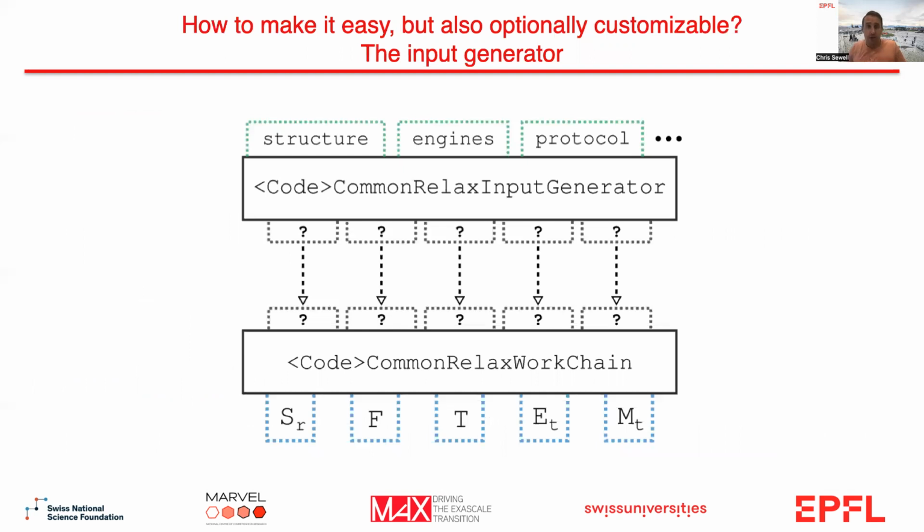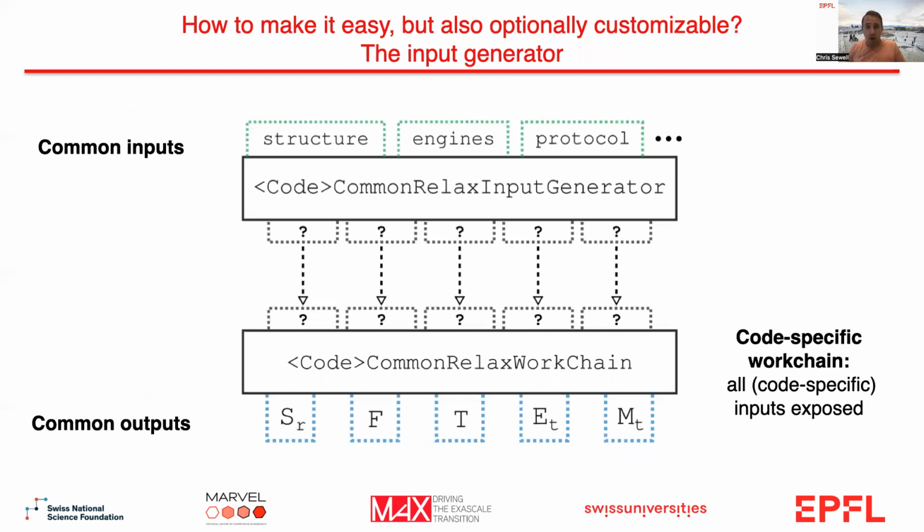A final goal I mentioned was to make it both easy for a non-expert to run and customizable for expert users. The practical solution we came up with in the design implementation is splitting the common workflows into two. So we have common inputs at the top and common outputs at the bottom, on the outside. Then the core workflow that we also call work chains in AiiDA is going to be code specific. This could be maybe a Siesta atomic relaxation. The only requirement it has is to produce the output in the common format. But the input can be anything it wants. It can be very specific and very detailed.